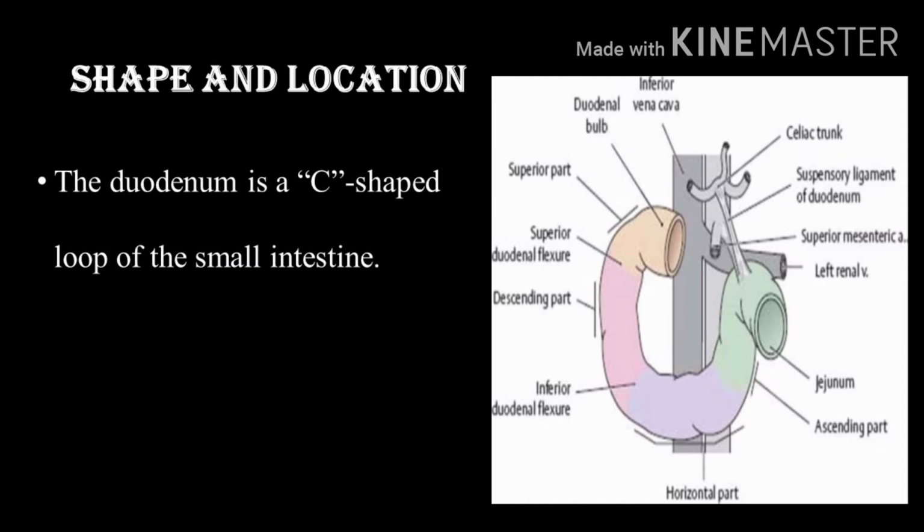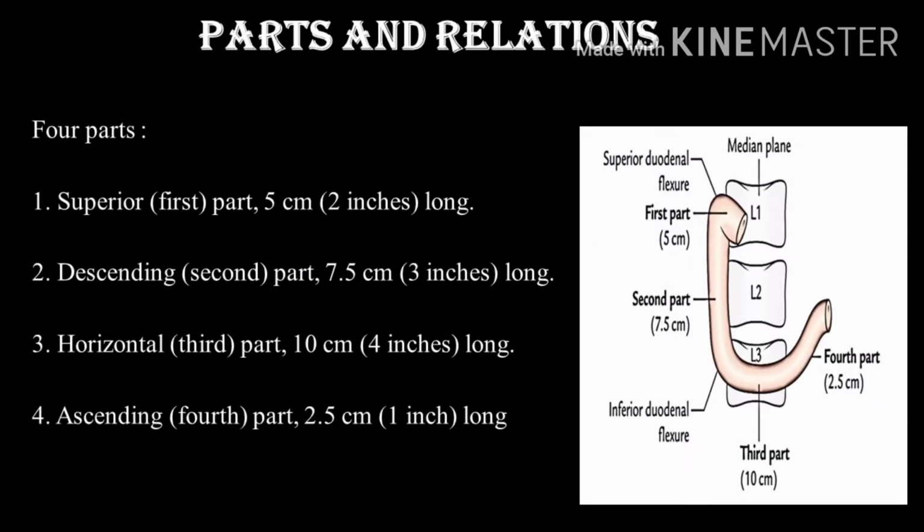Measurements of the duodenum. The duodenum is 25 cm long and it is divided into 4 parts. The first part, or superior part, is 5 cm or 2 inches long. The second part, or descending part, is 7.5 cm or 3 inches long. The third part, or horizontal part, is 10 cm or 4 inches long. The fourth, or ascending part, is 2.5 cm or 1 inch long.